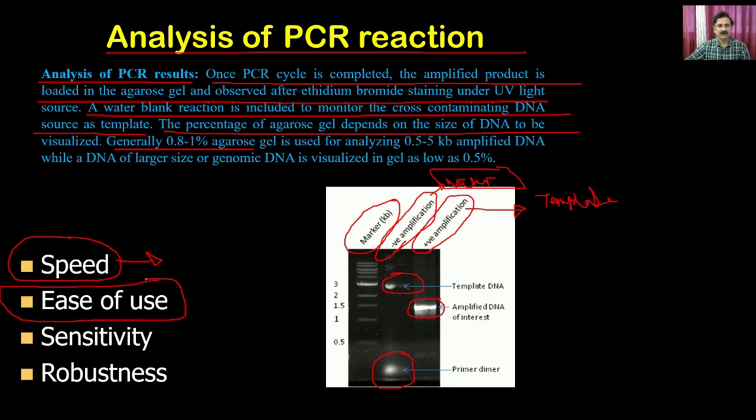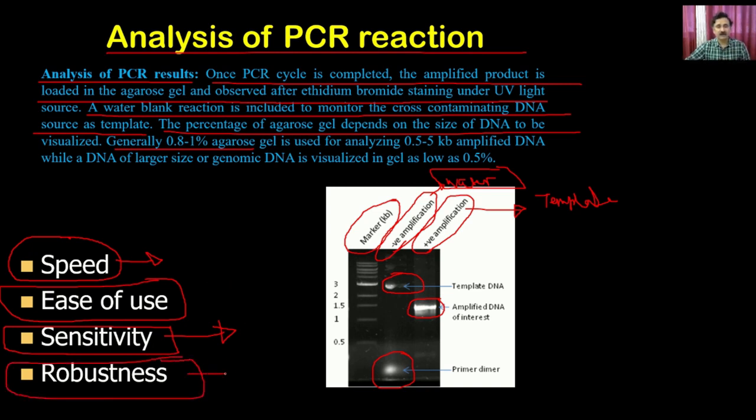It is just mix and match. Then you put it into the machine, and it is very easy to do. It is very sensitive. Even if you have the DNA at the nanogram level, it is going to give you the amplified DNA, because you remember that after every cycle it is doubling. So even if you start with nanogram level, at the end it is going to give you enough amplified DNA, and it is very reproducible.